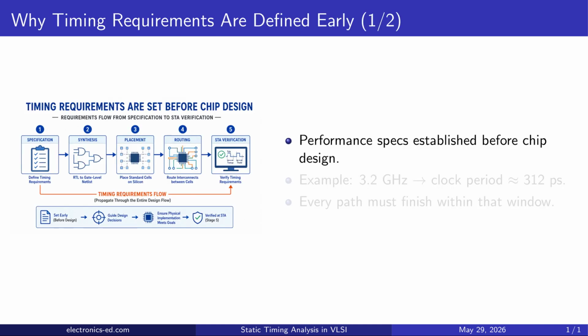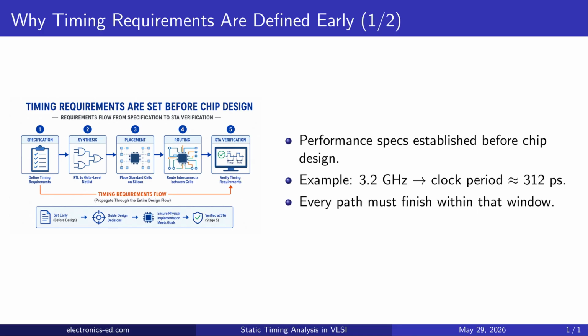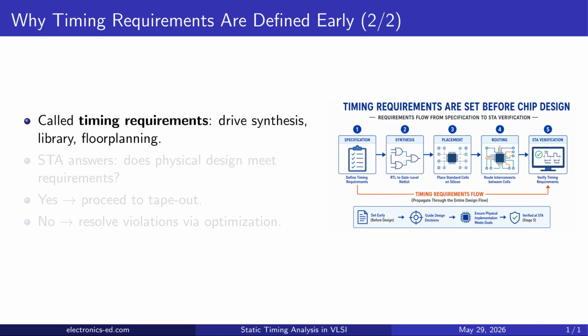Performance specifications must be established before chip design actually begins. For example, a target frequency of 3.2 GHz gives a clock period of about 312 picoseconds. Every signal path in the chip must complete its propagation within that narrow window. These early goals are called timing requirements, and they drive synthesis, library selection, and floor planning.